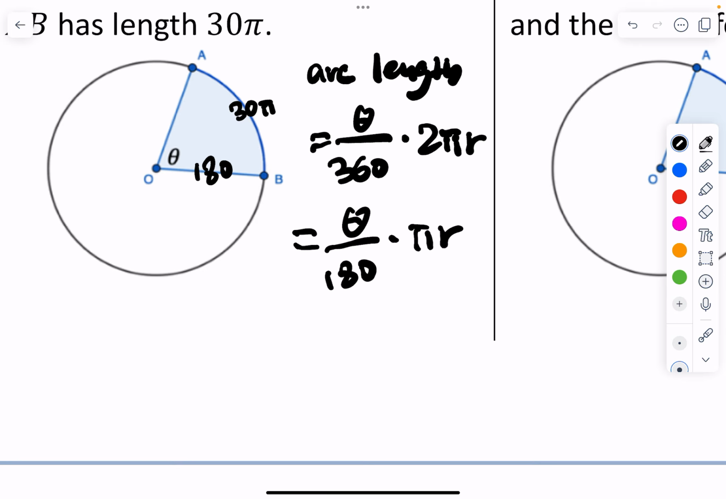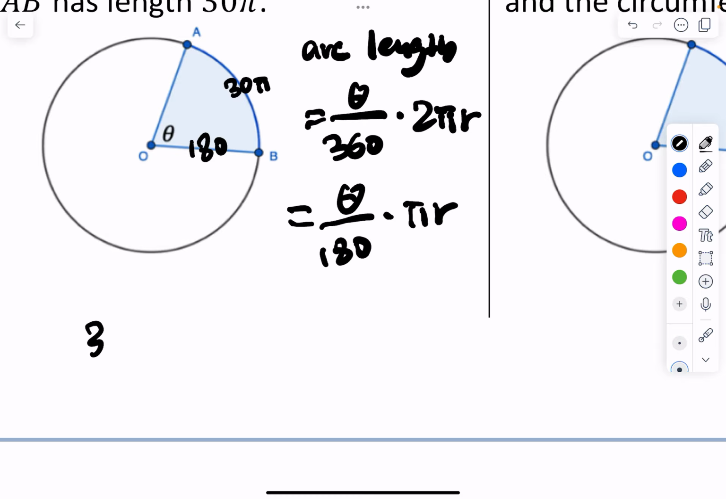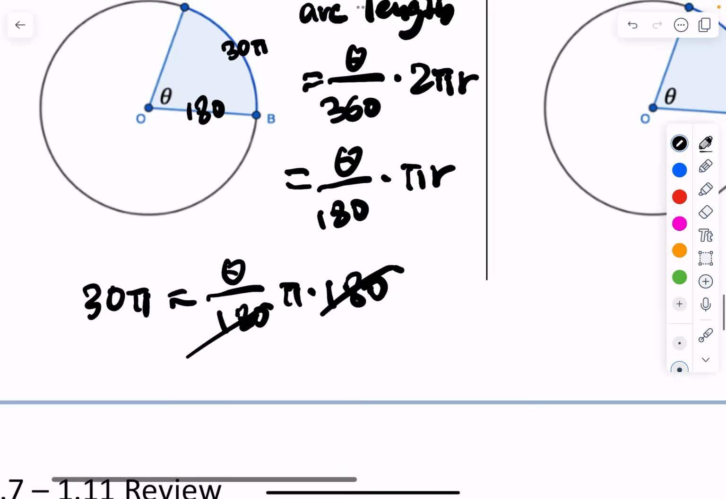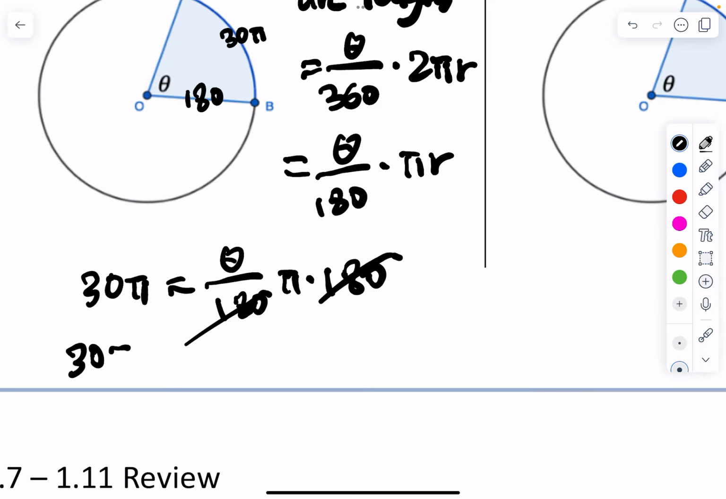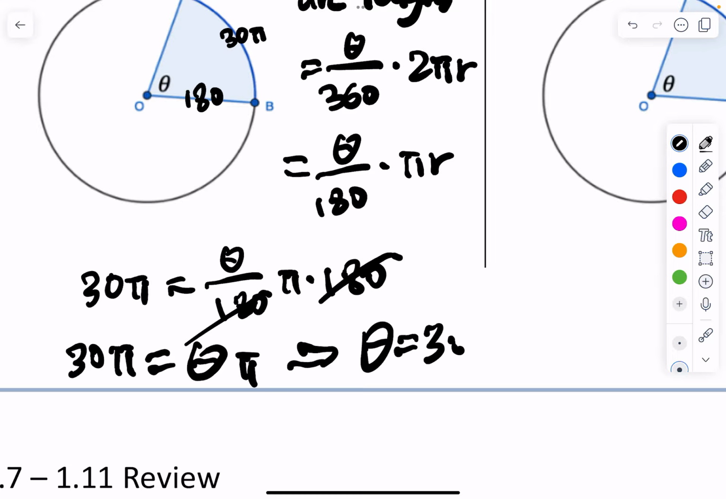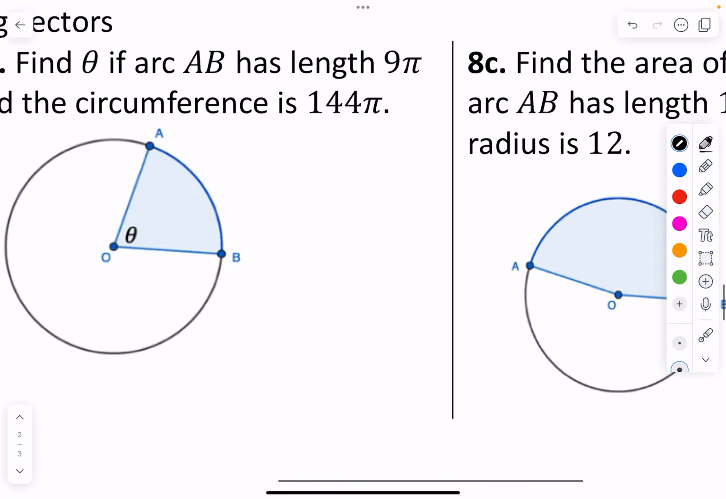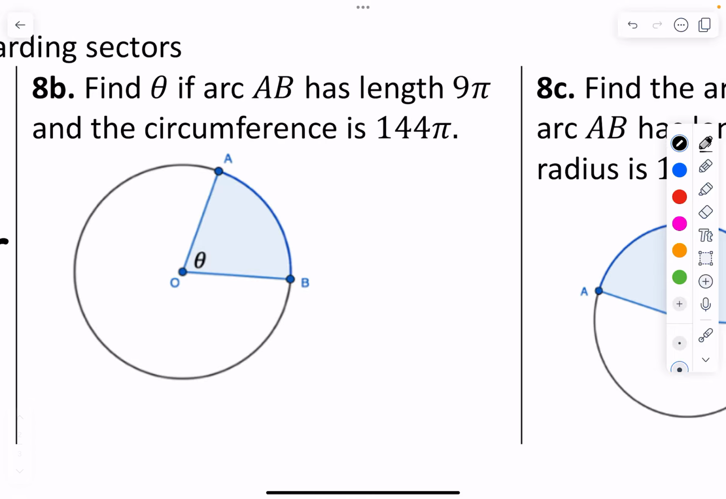All right, and we know that the arc length is equal to 30 pi, and we know that r is 180. So we get this, and then the 180s cancel out. So we get 30 pi is equal to theta pi, which gives us theta is equal to 30. All right. Question 2. We want to find theta if AB has length 9 pi and the circumference is 144 pi.